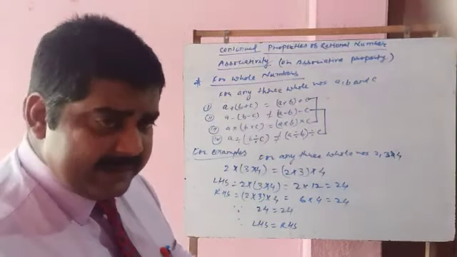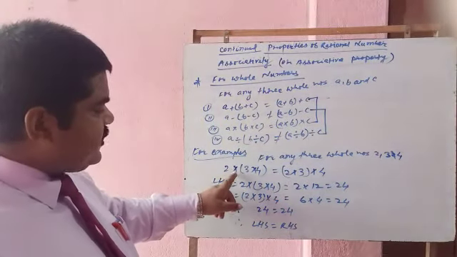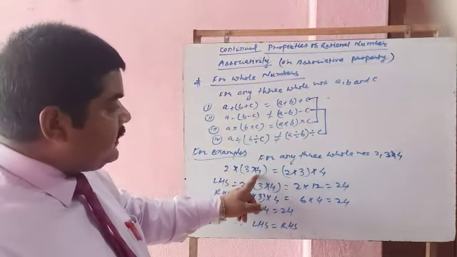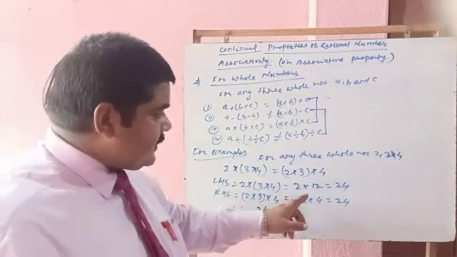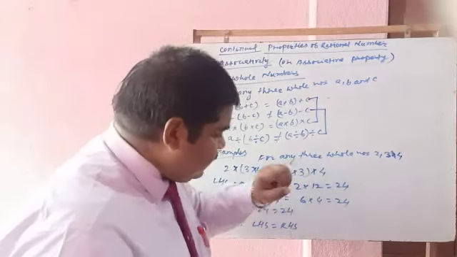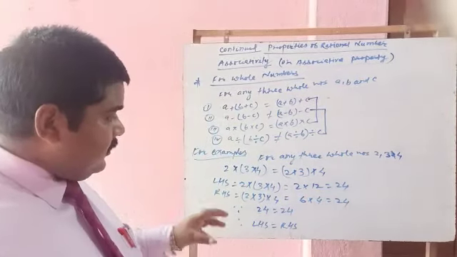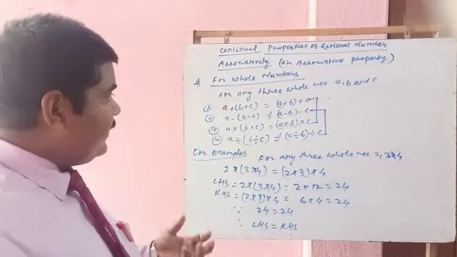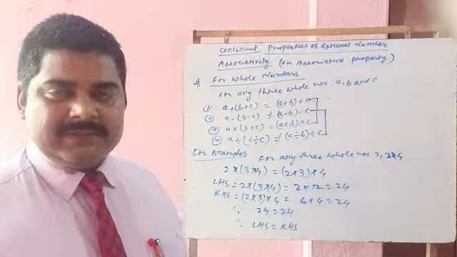My dear students, in the third case, I have taken the same digits, but I have changed the sign. In place of subtraction, I have put multiplication. And what I have concluded is that the LHS result is 24, and the RHS result is also 24. It means LHS is equal to RHS. By this verification, it is observed that multiplication is associative.